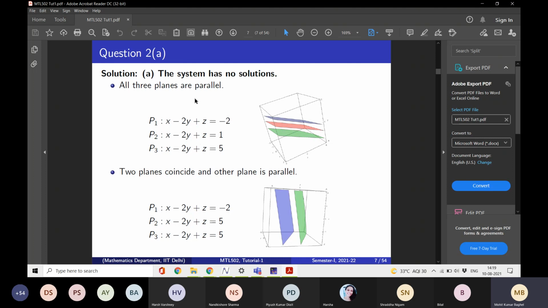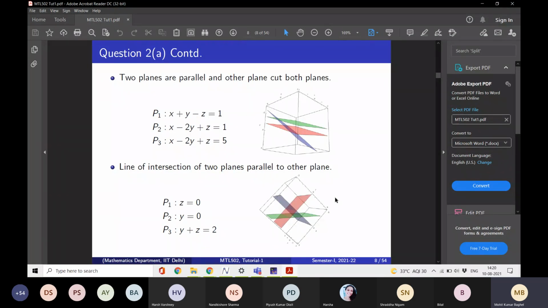To interpret this geometrically, as you can see, p1, p2, p3 are the condition where all the planes are parallel but the constants are different, so we can see this form in this figure. This has no solution because there is no point of intersection, no point common between these planes. Also, if two planes coincide with each other and the third plane is parallel to those two planes, then again there is no solution.